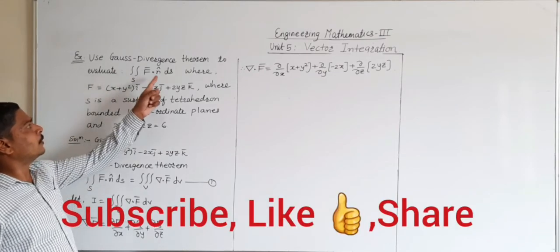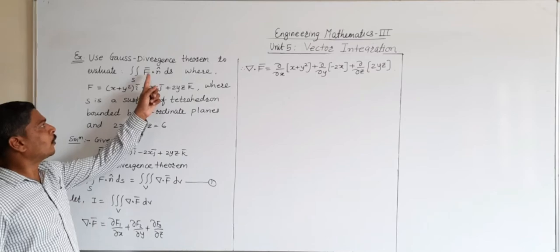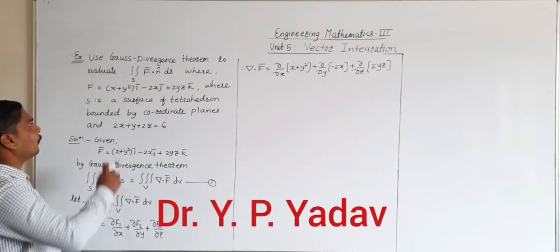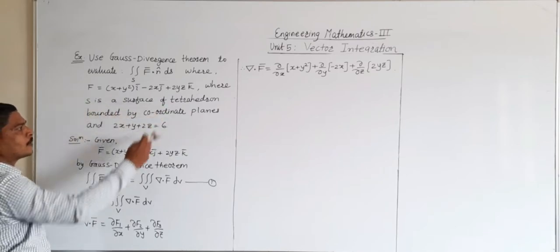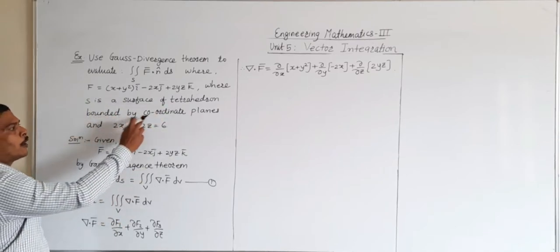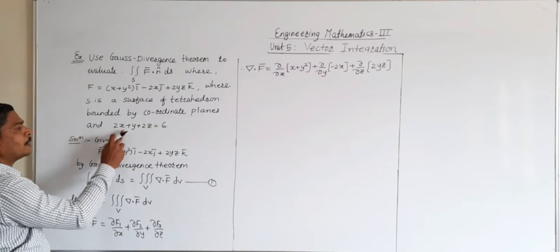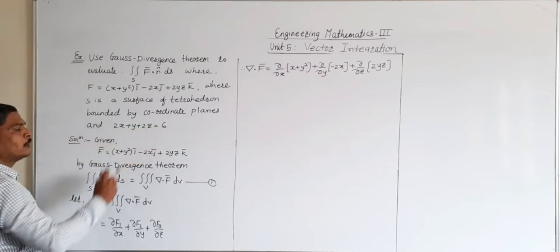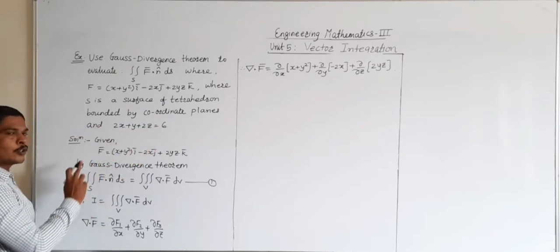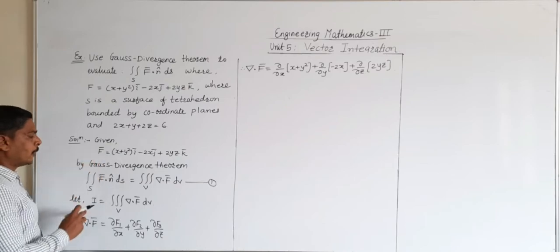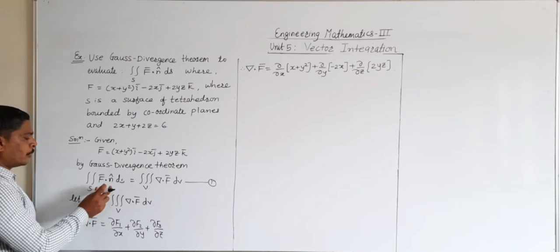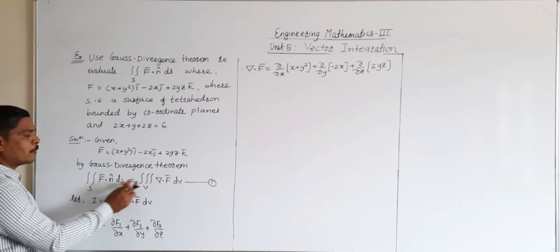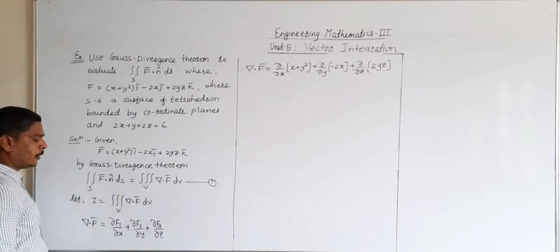So this example is to find the surface integral of f bar dot n cap, where f bar is this given vector point function and S is the surface of the tetrahedron bounded by coordinate planes and the plane 2x plus y plus 2z equal to 6. So first of all, write the given function f bar, then write the statement of Gauss divergence theorem. We require to find the surface integral, that means to find the volume integral of del dot f bar.